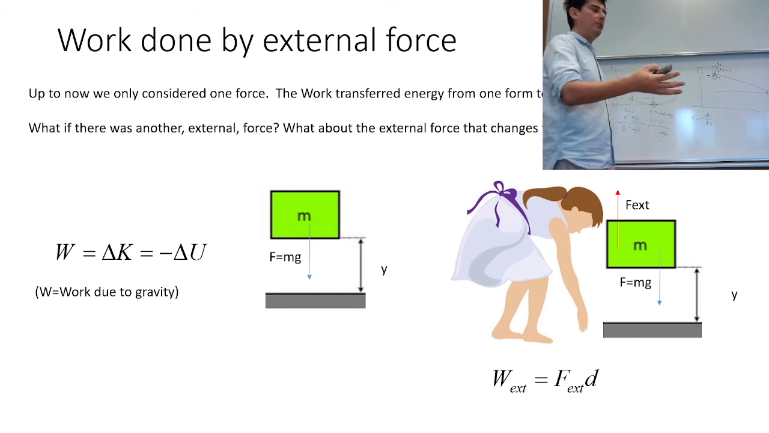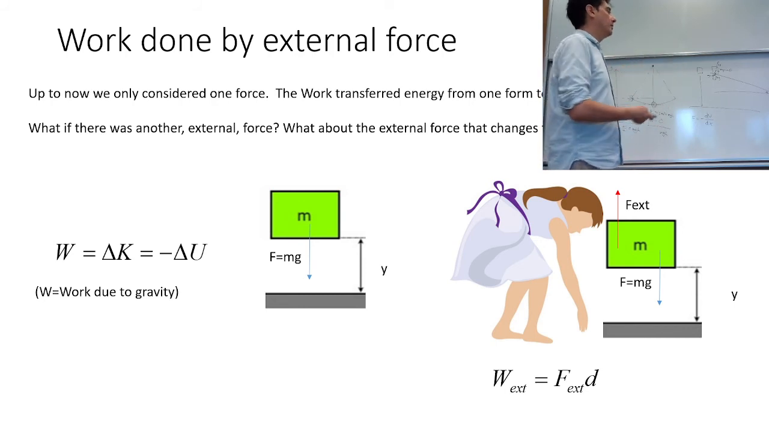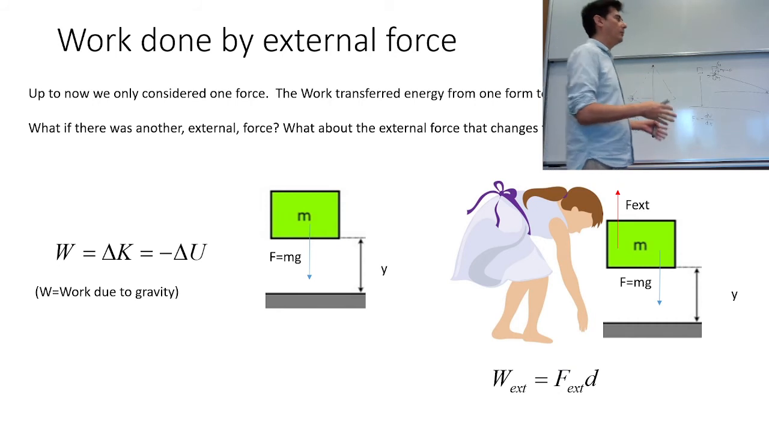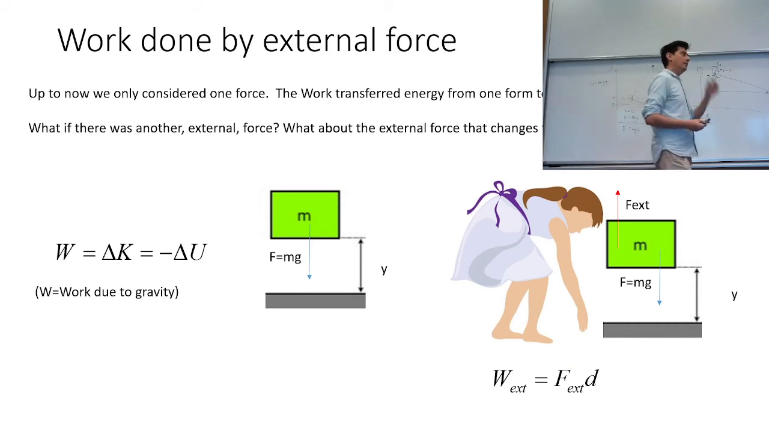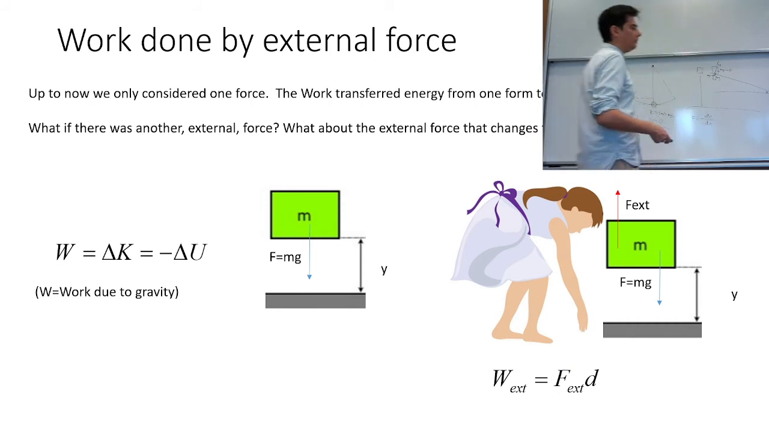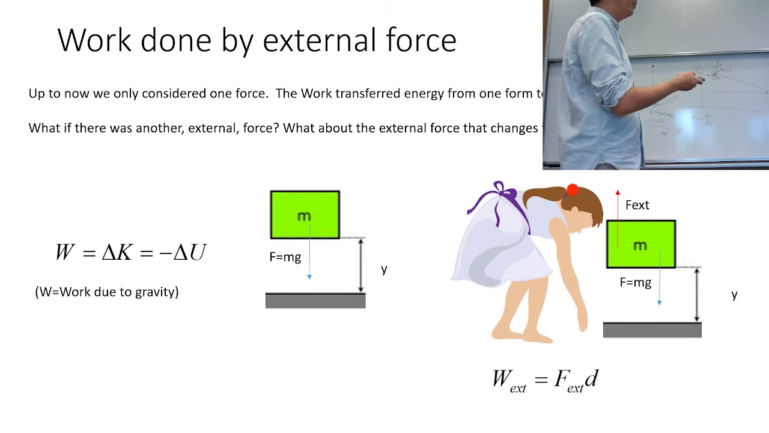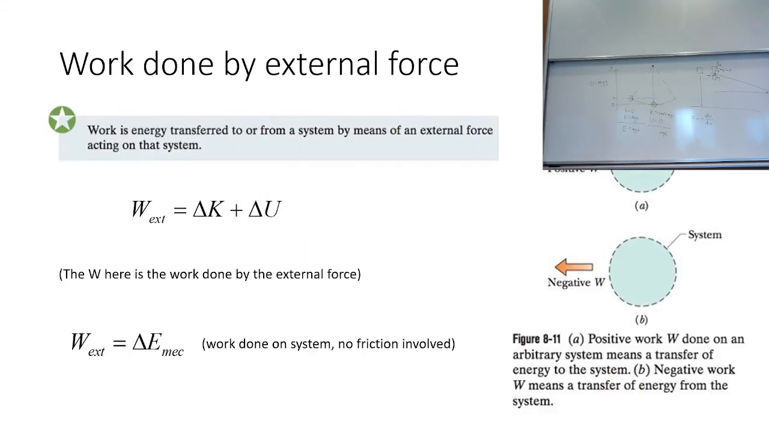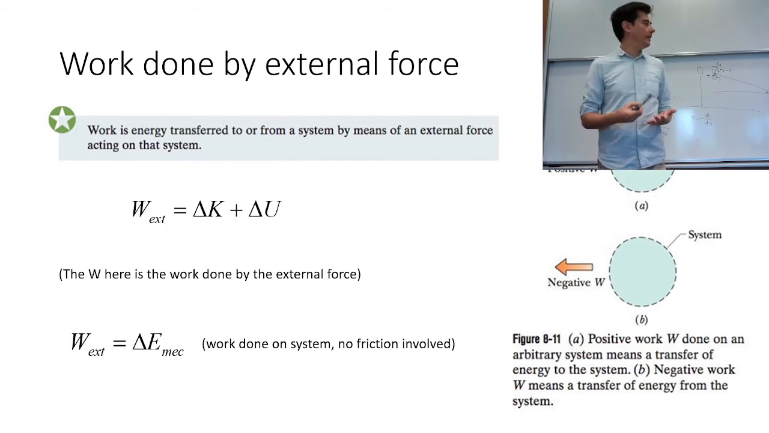So for every force, there's some work, different work. This work is going to be talking about the force due to gravity, but this force is due to this girl, and so there's a different work arising due to that force. So she exerts some force F external, goes up by some distance d, right? Okay, so how do we relate this to the things that we've been talking about?